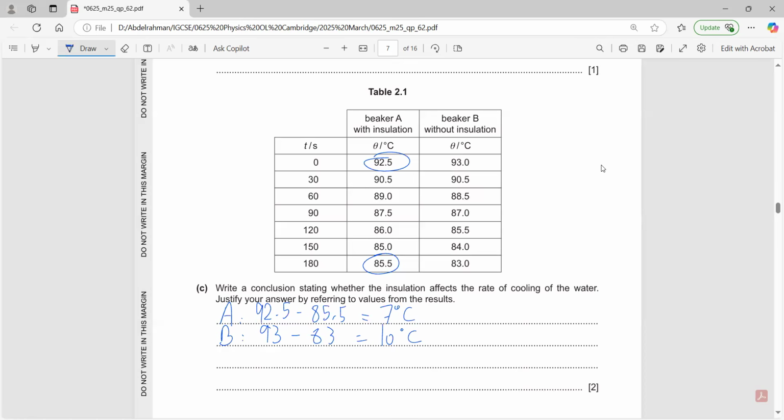For this question, you might say yes or no. What do I mean? You can say that the insulation does affect it because it has a difference of 3 degrees Celsius.